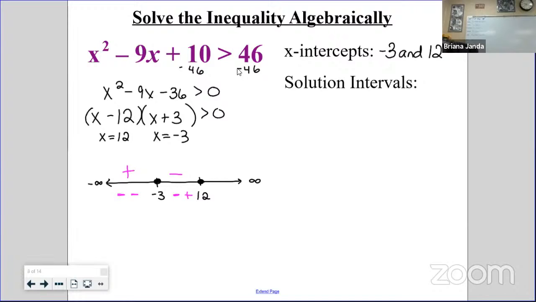20? 100? I don't know. Something bigger than 12, right? Any number bigger than 12. 20. 20 minus 12 is positive. 20 plus 3 is positive. And a positive number times a positive number.